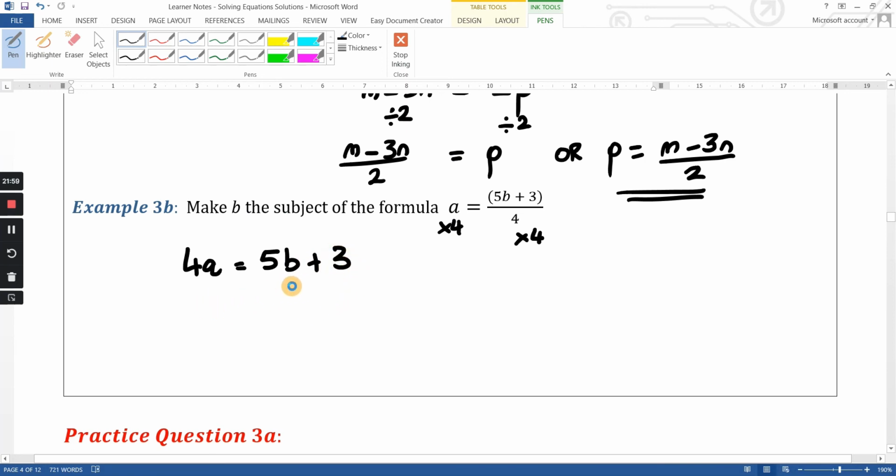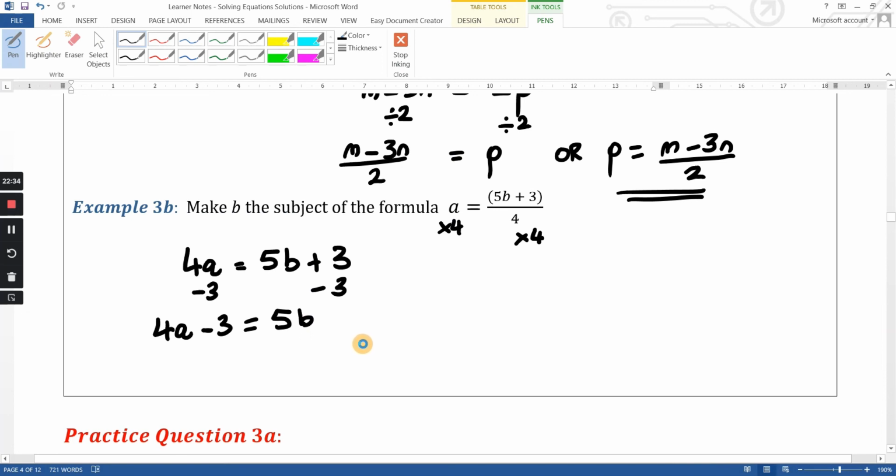I need b on its own, so let's get rid of the 3. I don't like the 3 being there, so let's get rid of that on both sides. That leaves me with 4a take away 3. Again, I can't simplify that. Don't think of it as 4a take away 3a. If it was 4a take away 3a, then yes, that would get me 1a. But it's not, it's just 4a take away 3. It's an a term take away a number term, which you can't take away. You're going to have to leave it like that. And on this side, you get 5b.